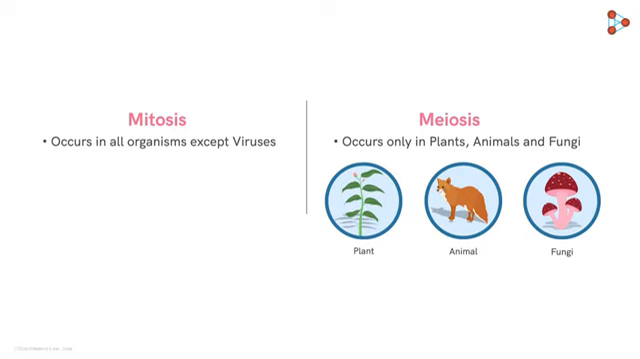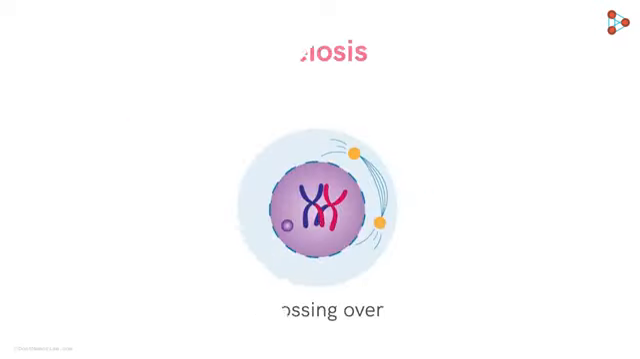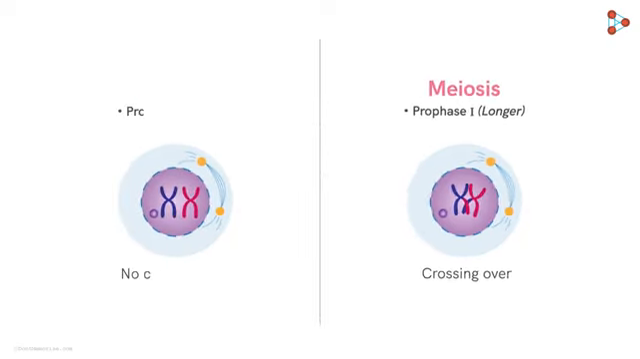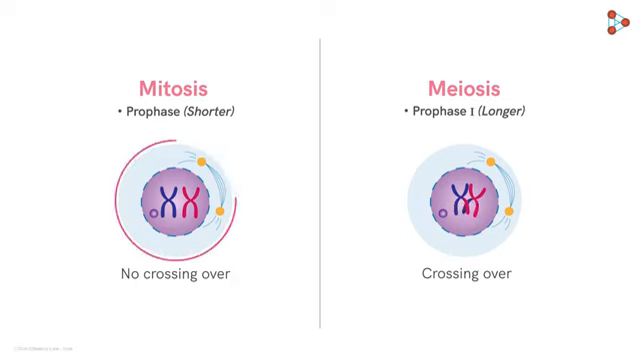Now, let's dive deeper and compare the stages of mitosis and meiosis to explore some more differences between them. The first stage of meiosis 1, that is prophase 1, is very long, consisting of 5 substages. On the other hand, prophase of mitosis is comparatively shorter than prophase 1. Crossing over does not occur in prophase, while it definitely occurs in prophase 1.